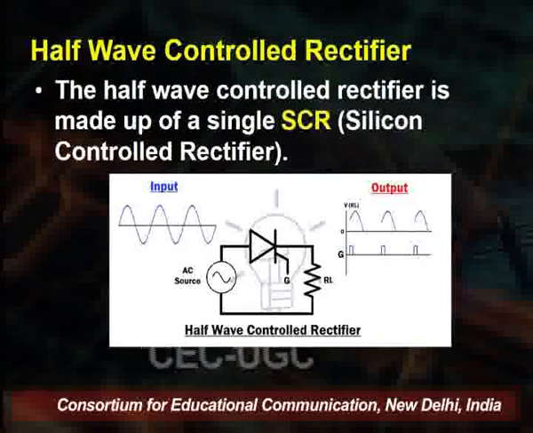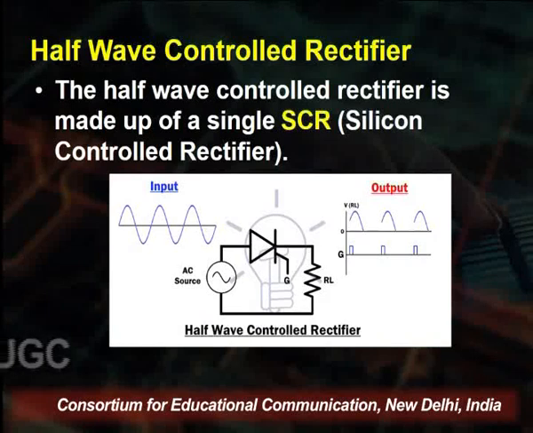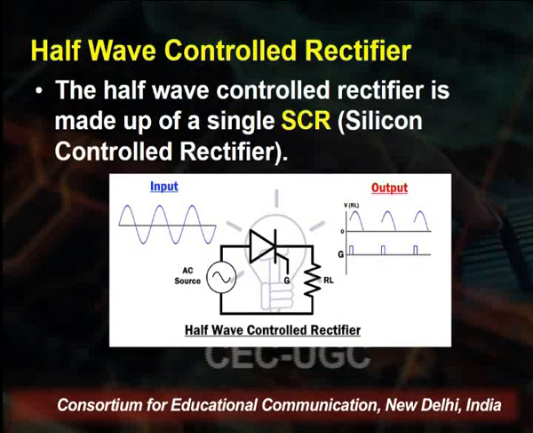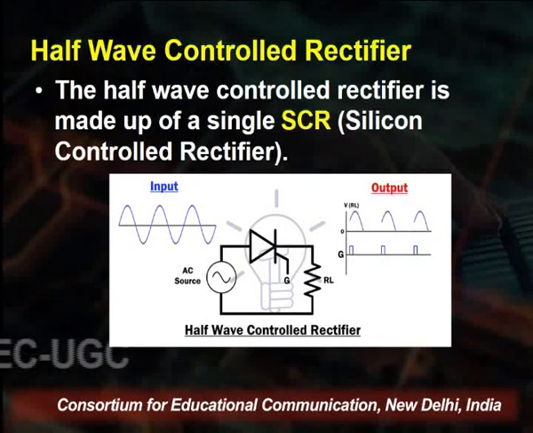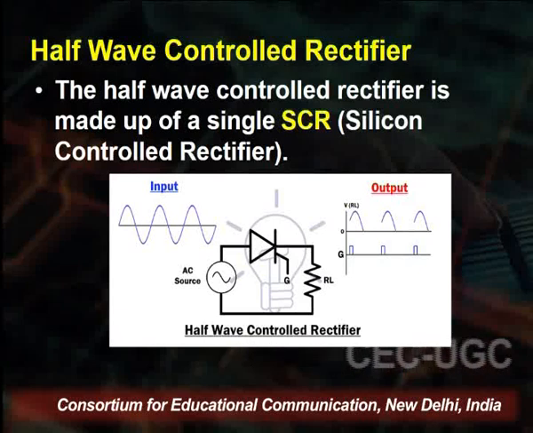Now you see on the screen that this is a half wave controlled rectifier. The half wave controlled rectifier is made of a single SCR, silicon controlled rectifier. You see the left-hand side is the input and the output is in this manner. So in the half wave controlled rectifier, we can control the output of this rectifier, using the SCR instead of the diode.